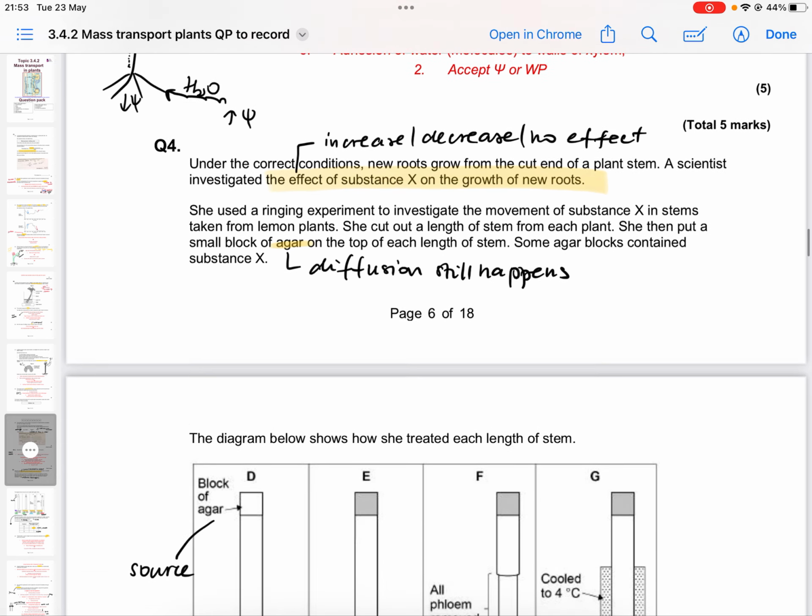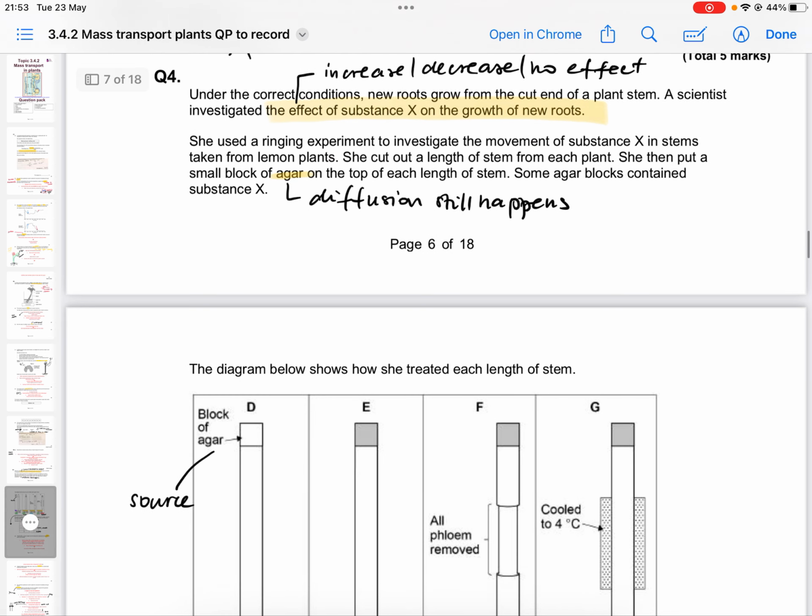Question 4 here, we were looking at the very difficult experiment, so we needed to investigate the effect of the substance X on the growth of the new roots. Remember, if you ask for the effect, it could have increase, decrease, or no effect at all. So we need to establish what we are talking about.